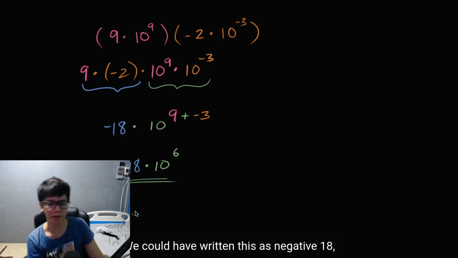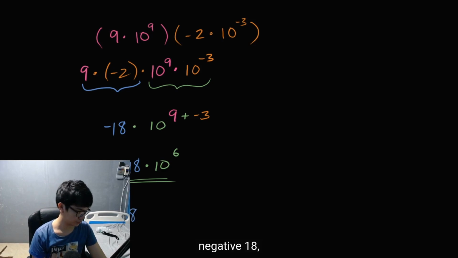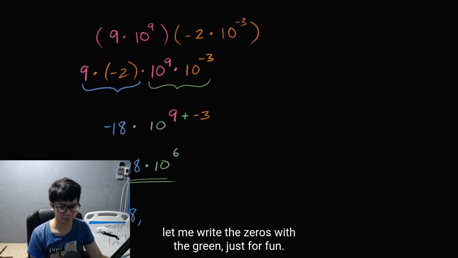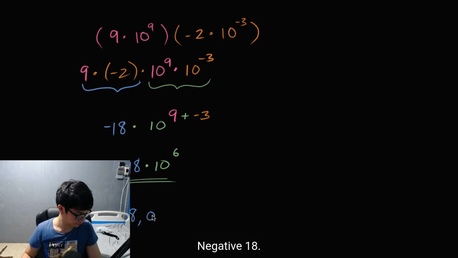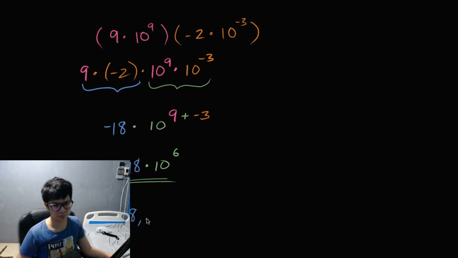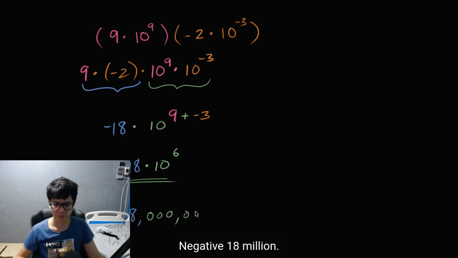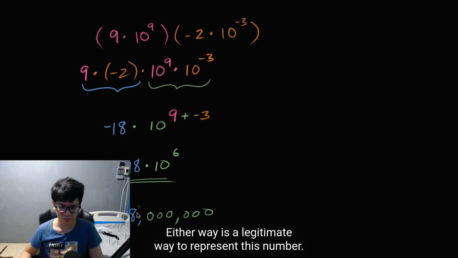Negative 18 million. Negative 18 times 10 to the 6th. Either way is a legitimate way to represent this number.